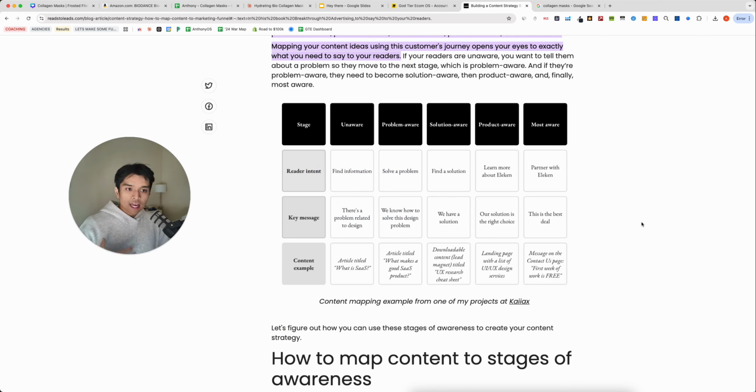When in reality, if you structure your ad account properly and if you create awareness ads for most aware and product aware, then you're going to be able to close that deal. So it starts with actually creating those offer statics, which I'm going to show you in this video. And again, the main key message here is focusing on this is the best deal.